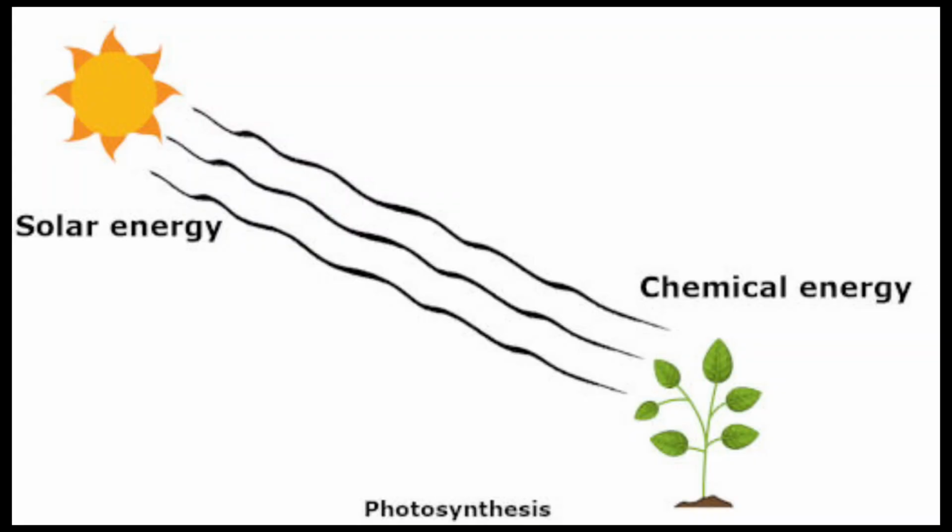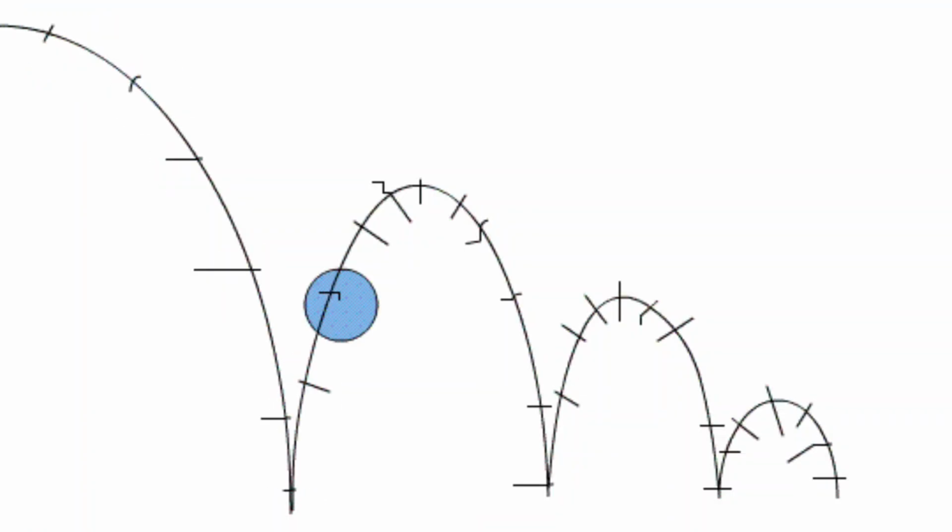Example of the first law of thermodynamics. Photosynthesis: light energy converts to chemical energy. A ball falling from a height: potential energy converts into kinetic energy.